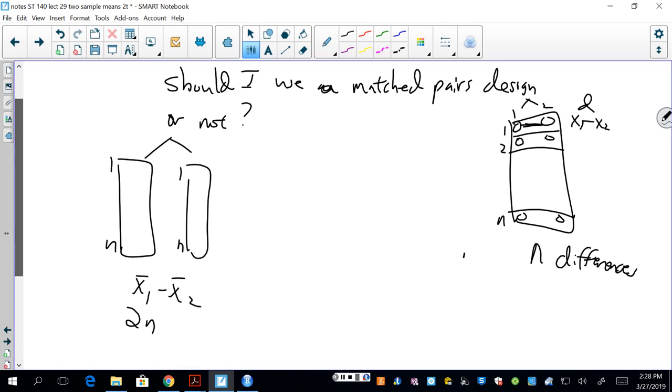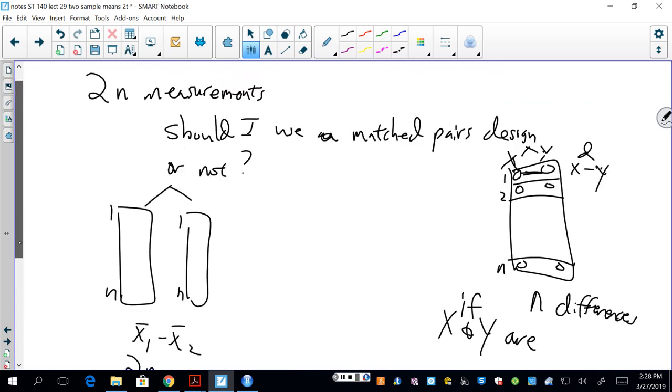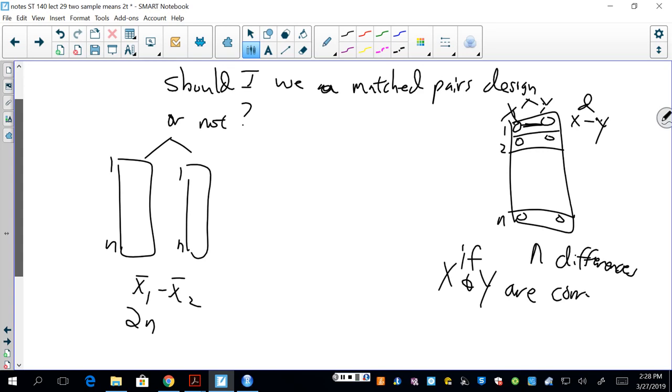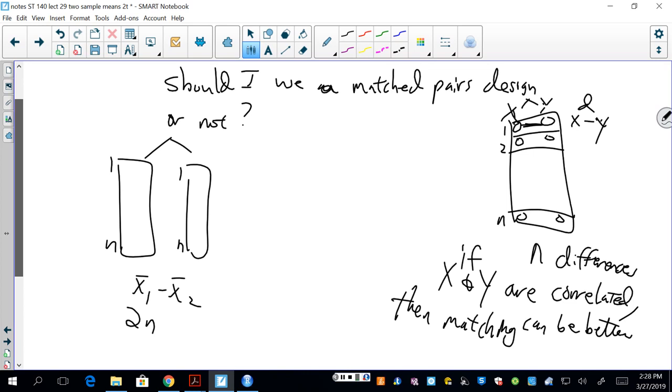So, if I call this X and Y, here, take the differences. If X and Y are highly correlated, then doing the matched study, matching can be better. Although it implies you only get N observations instead of 2N, the decrease in the standard deviation can give you ultimately a standard error that's much smaller, and it can be better.